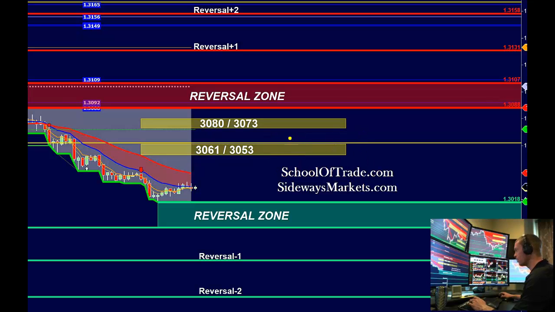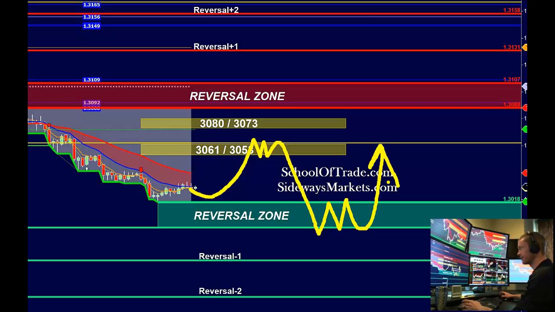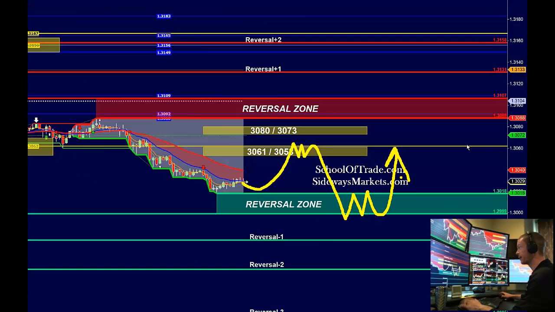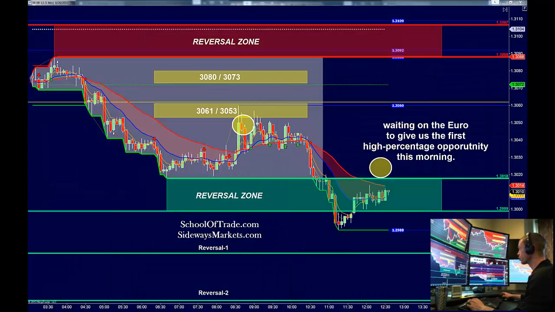Actually, what happened was price went up into the first sell zone. We sold short, it goes down into the reversal zone. Now we're waiting to buy that as it leaves the reversal zone as we speak here today. So look at the real-time chart now on the euro, and you can see that's exactly what happened.